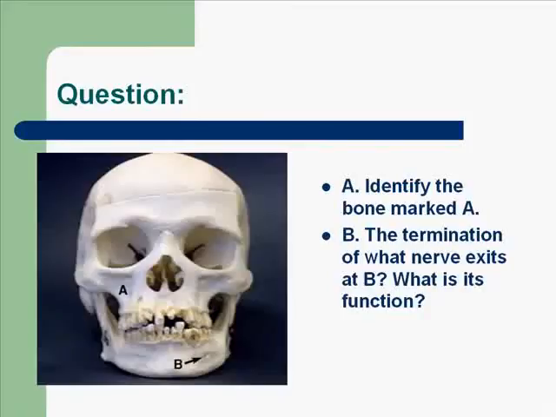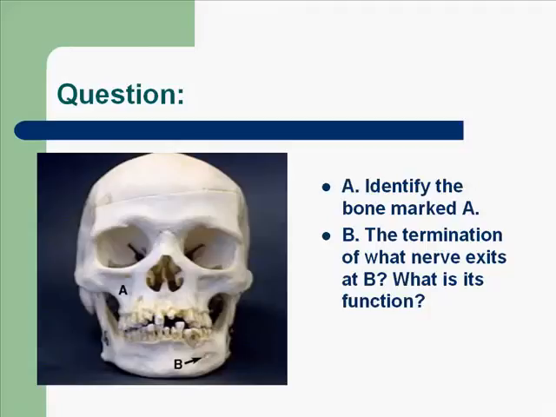Now we're just going to have some questions. What bone is A trying to identify? That would be the maxilla. The termination of what nerve exits B, and what is its function?